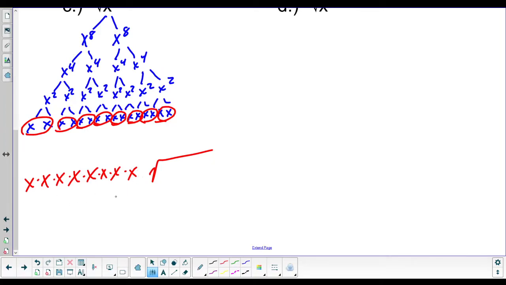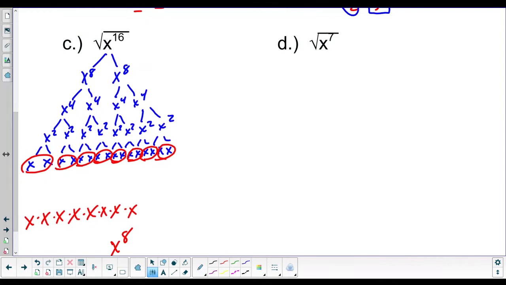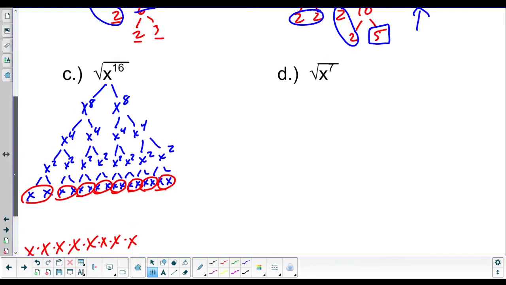So x times itself 8 times is x to the 8th. And you're going to say, Mr. Barton, that's a lot of work. Is there not a faster way to do that? Well, the rule for it is as follows.